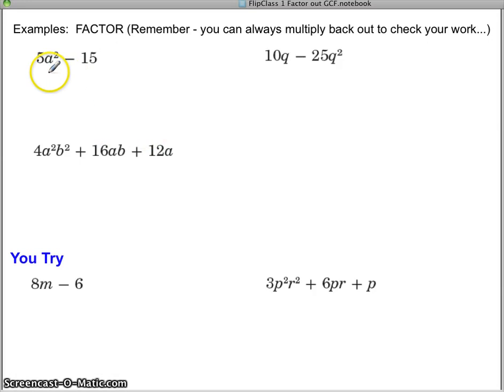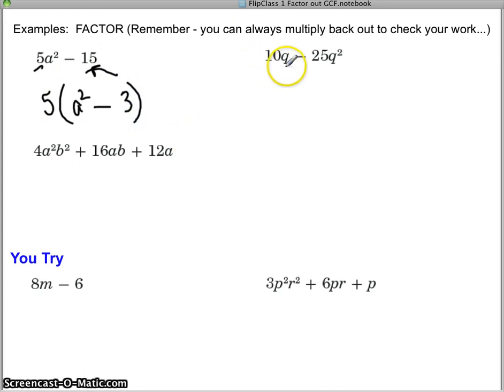This first one, sometimes all you're factoring out is a number. Because 15 does not have any variables, there's no variables to take out. So we're going to take out a 5. What's left over? 5a squared divided by 5, you have the a squared left. And then 15 divided by 5 is 3.